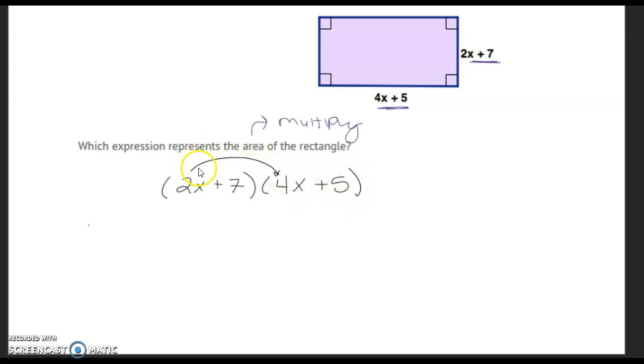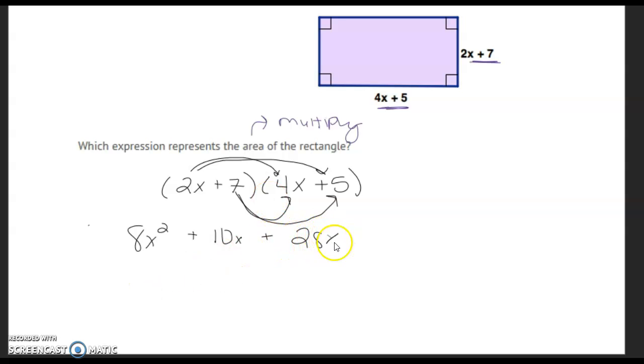Let's go ahead and distribute that 2x to everything. 2x times 4x is 8x squared, because we are multiplying, so the x can change. 2x times 5 is 10x. Now we have 7 times 4x and 7 times 5. So 7 times 4x is 28x, and then 7 times 5 is 35.